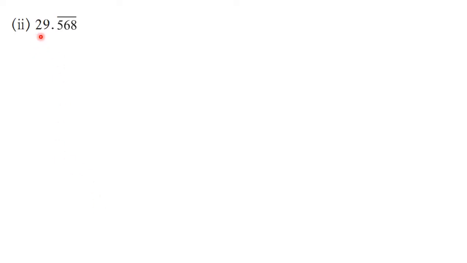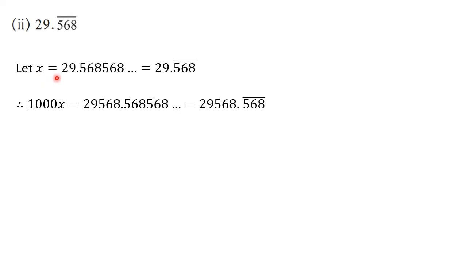Second one, 29.568 recurring. Here three digits are recurring. So the very first step, we take the number as x. Then since three digits are recurring, we multiply both the sides by 1000. So 1000 into x is 1000x on LHS, and here 29.568 recurring multiplied by 1000. The decimal point is going to shift by 3 places, since there are 3 zeros. So what will we get?